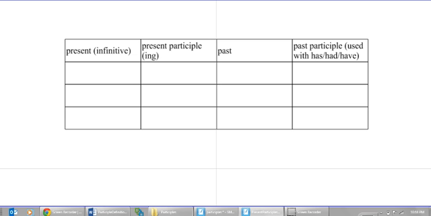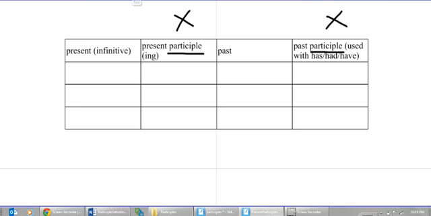All right. So when you are a verb, you have four forms. You have the present form, also called the infinitive. You have the present participle. There's our key word here, participle. You have the past form of the verb, and then you also have the past participle. So hopefully, just by the language, you know we're going to be working with verbs in this column and in this column.